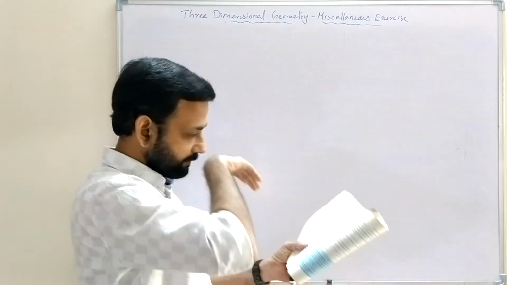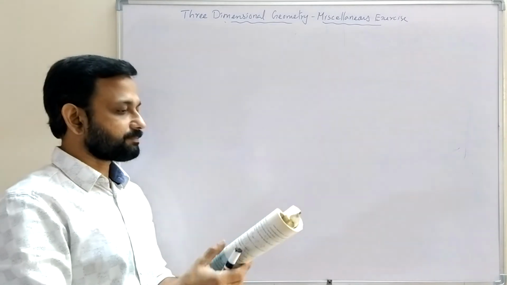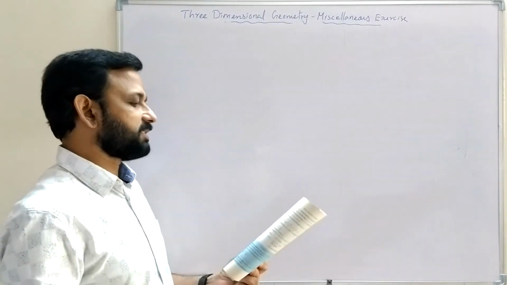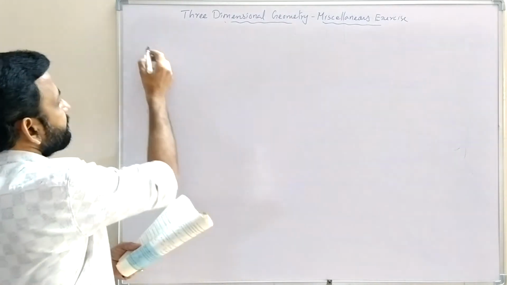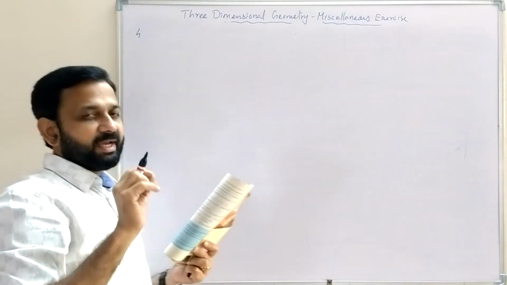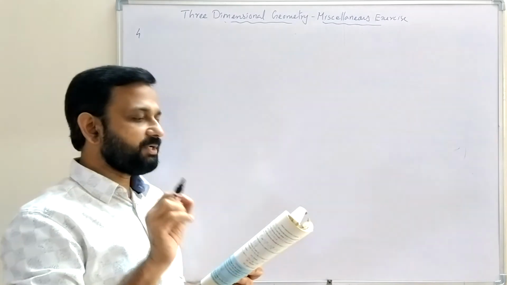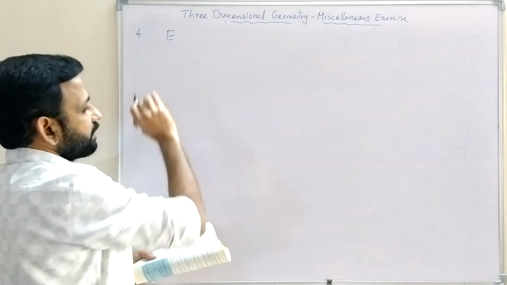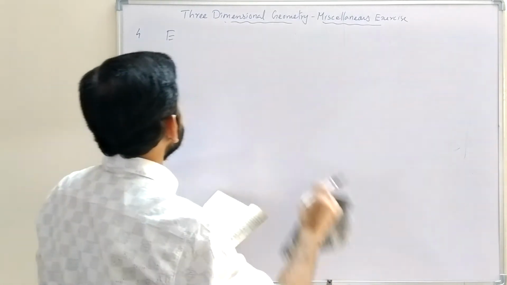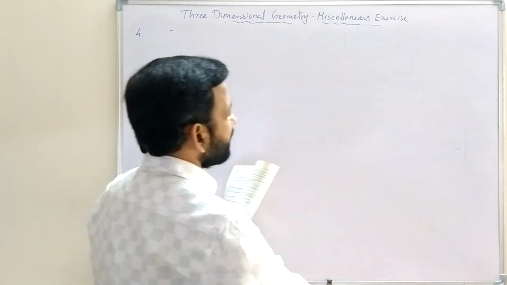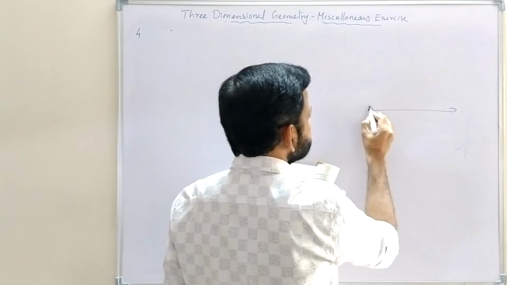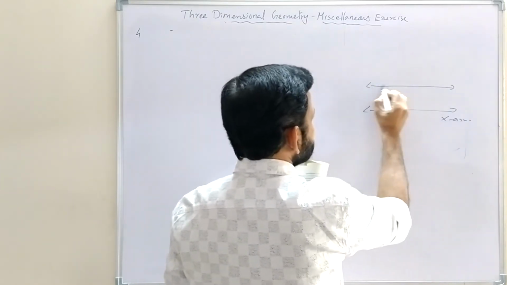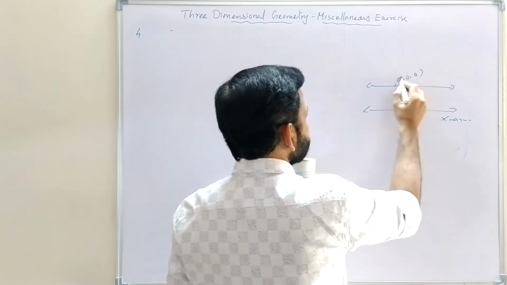Question number 4. Find the equation of the line parallel to the x-axis and passing through the origin. Equation of the line parallel to x-axis. This is the x-axis, and passing through the origin. So origin is 0, 0, 0.